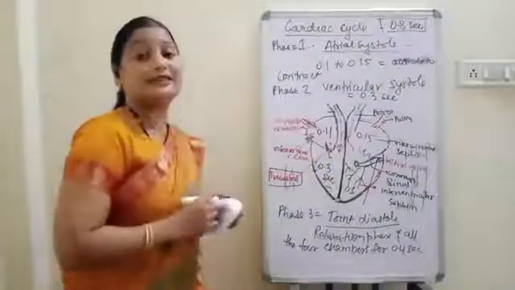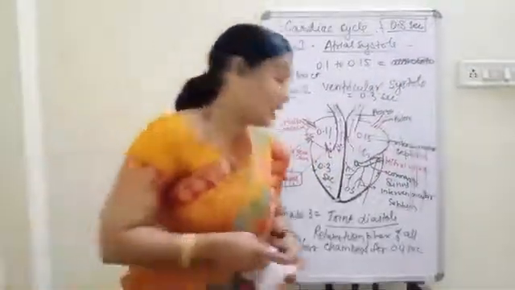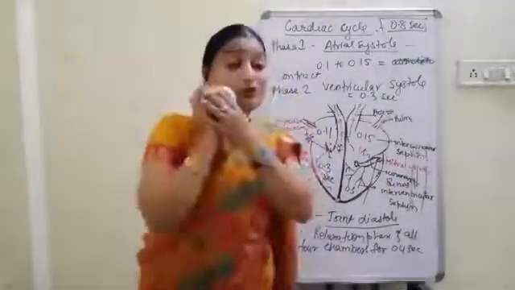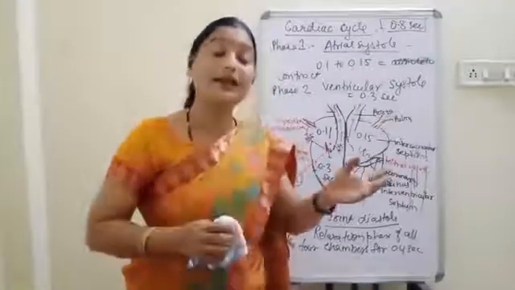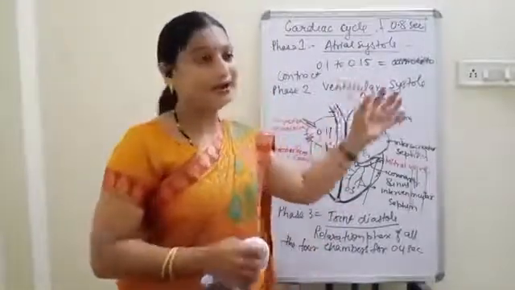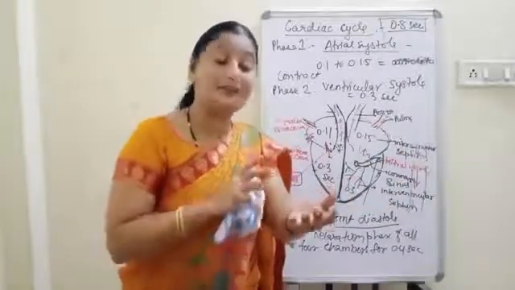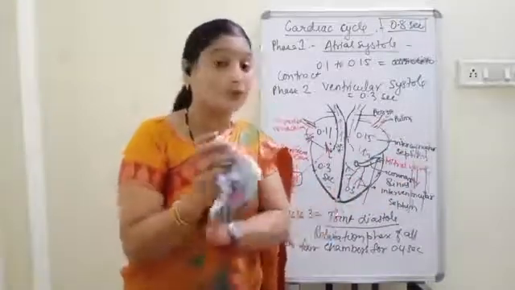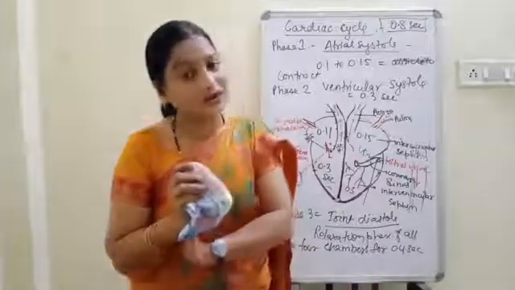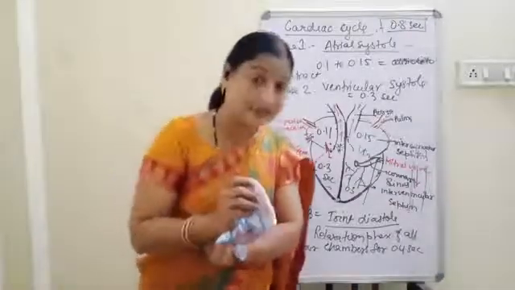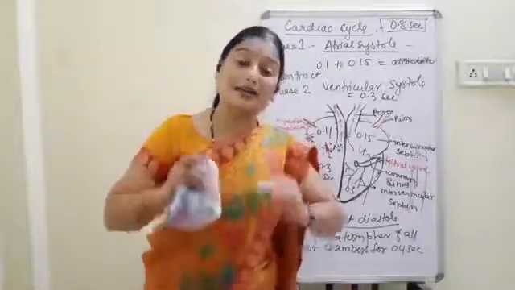complete, and this is the reason, children, that our heartbeat is 70 to 72 times in 1 minute, and the heartbeat can be easily felt, it can be easily heard by the veins, superficial veins also, and that is called the pulse rate.